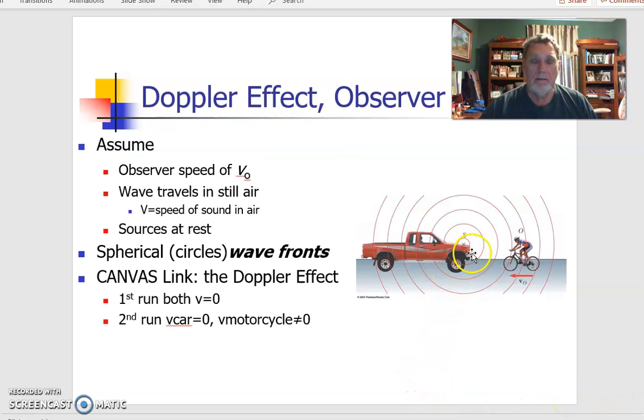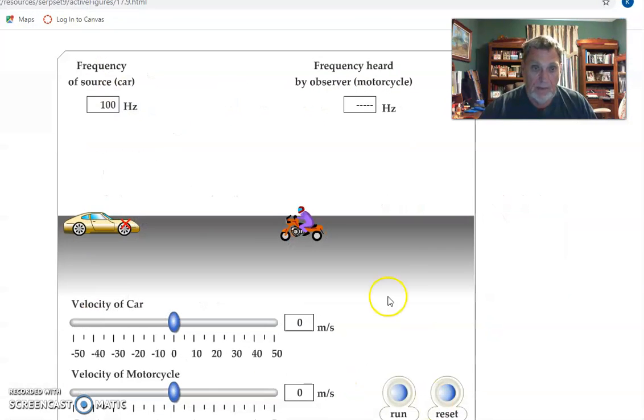The principle of the idea is that the sound waves are part of the medium, and therefore the motion of either the source or the observer relative to the medium will affect what's heard by the observer. We usually talk about a source, a horn, and an observer. And so we've got a simulation out there on Canvas that'll let us look at that.